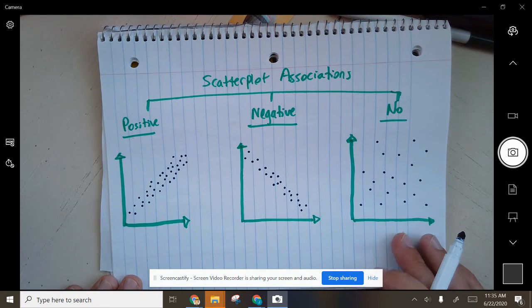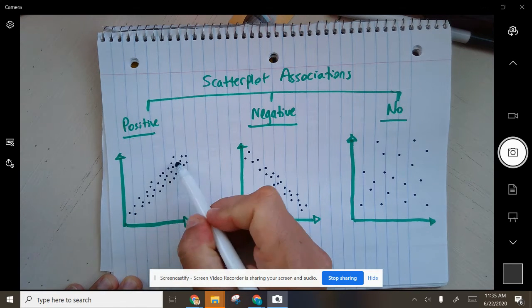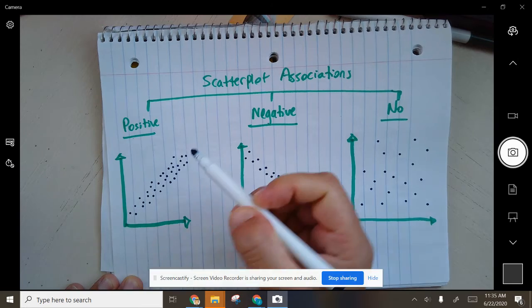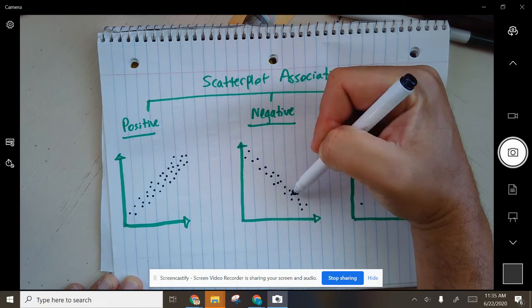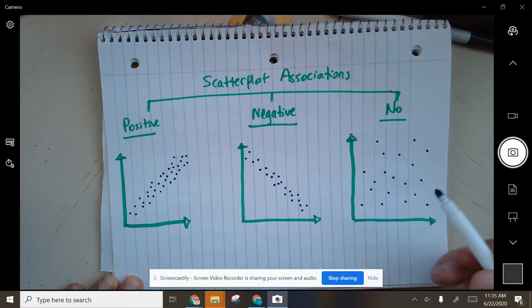Now, pretty easy to see. This would be almost like a positive linear association. You could go draw a straight line like we did before. You could go negative linear association. Linear means line. But this one, there's no association you can do.